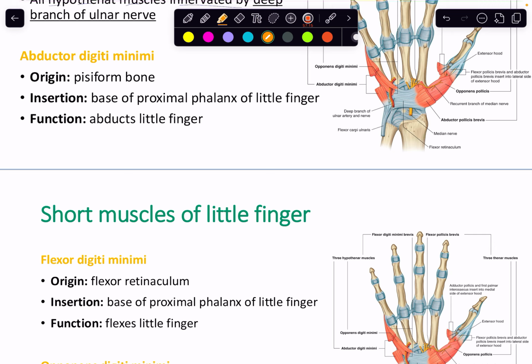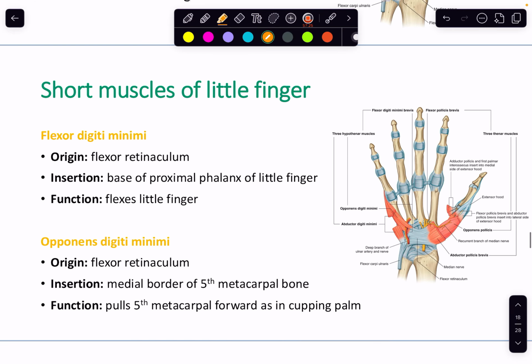Good. Okay, now flexor digiti minimi. Now digiti minimi, hypothenar. Right? Same, FAO. Flexor digiti minimi, opponens digiti minimi, and FA, abductor.